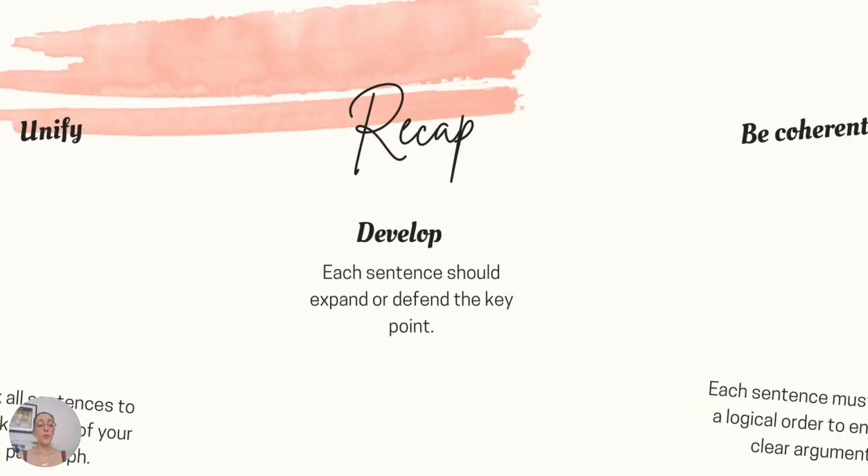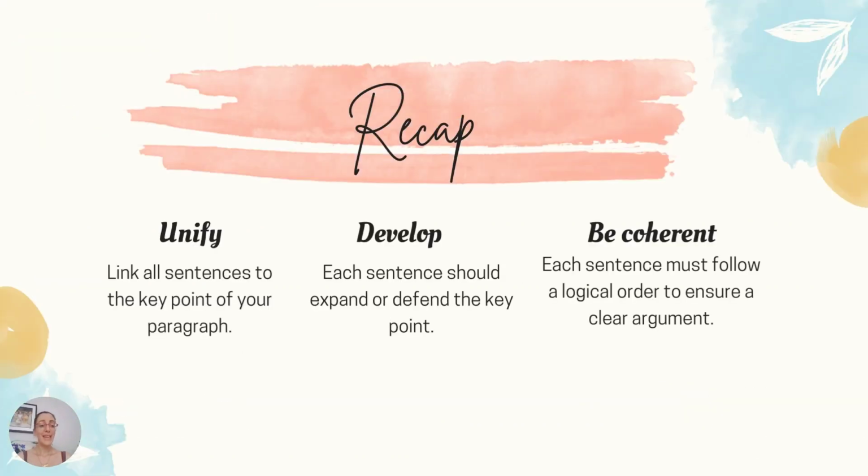So to recap what we've done today, to make sure that you have a well-structured paragraph in which the point which you want to put across in that particular paragraph, you need 3 essential features. And this is to unify your sentences by linking them together to the key point of your paragraph. Whatever point you're trying to make in that paragraph, every sentence needs to be linked to it. If you are redrafting, if you're reviewing your work and you find that a particular sentence is not contributing anything to that particular paragraph, then it needs to go or be moved somewhere else.